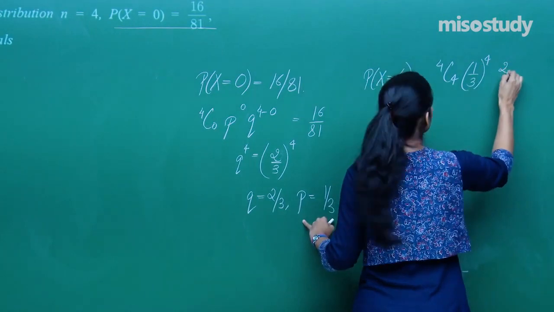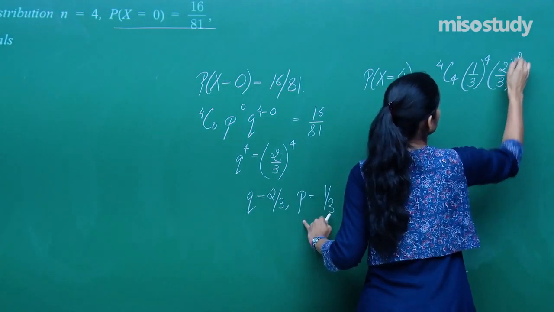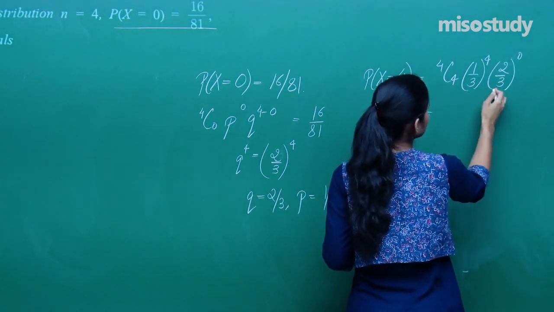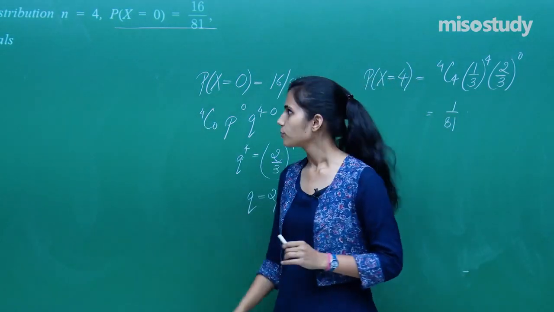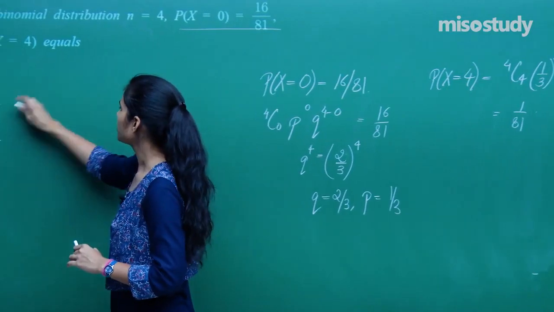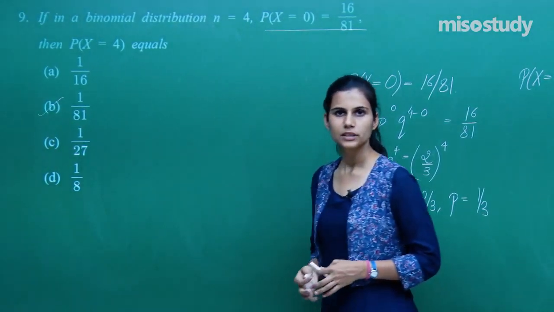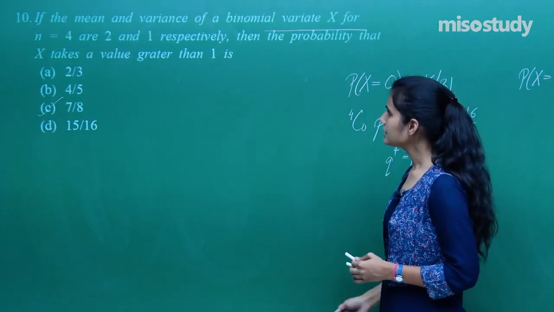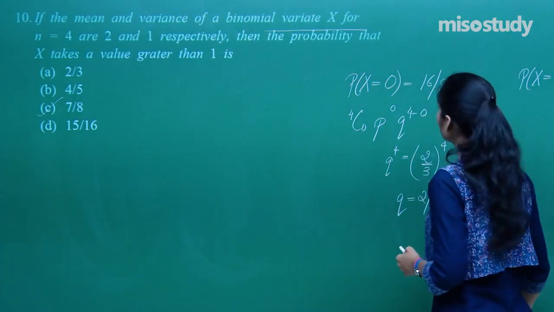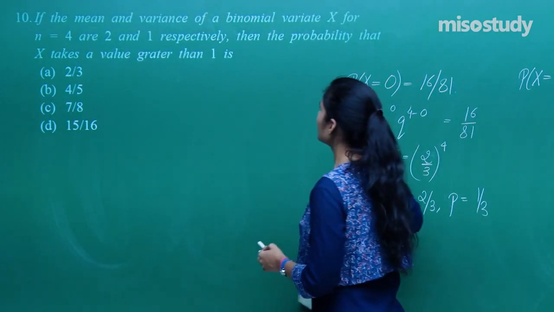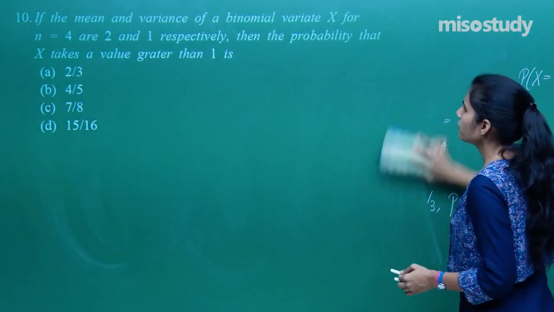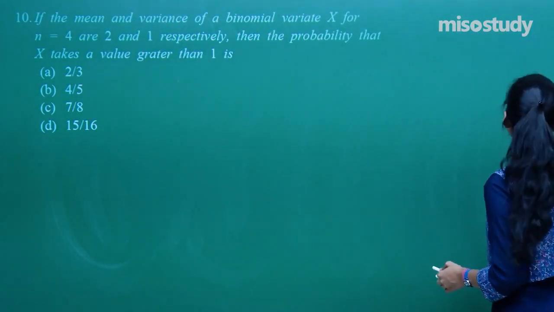q to the power 4 minus 4. This is again 1, this is 1. 1 by 3 to the power 4 is 1 by 81. So probability of x equals 4 is 1 by 81. Fine. Next question says that if the mean and variance of a binomial variate x for n equals 4 is 2 and 1 respectively, then what is the probability that x can take a value greater than 1?